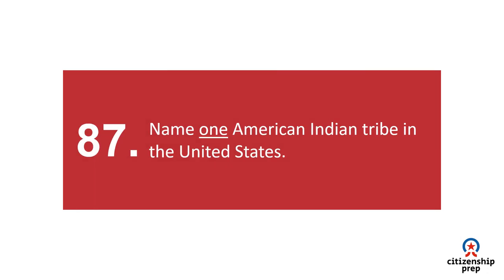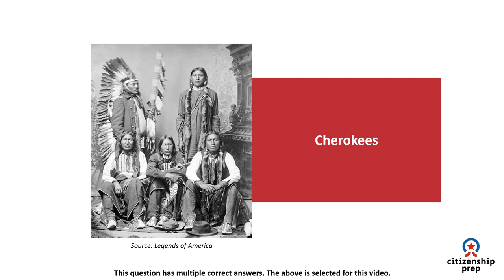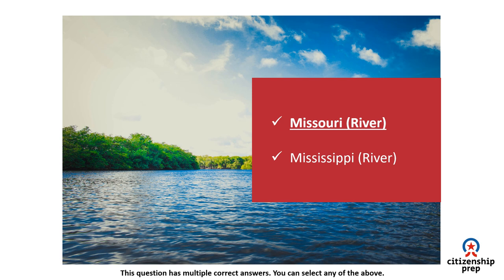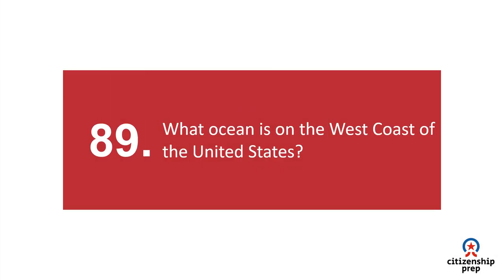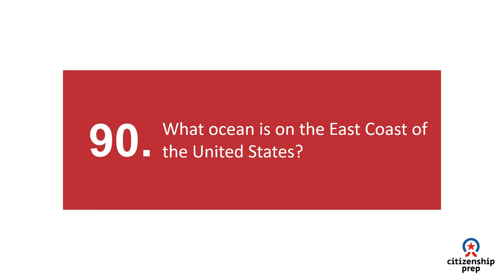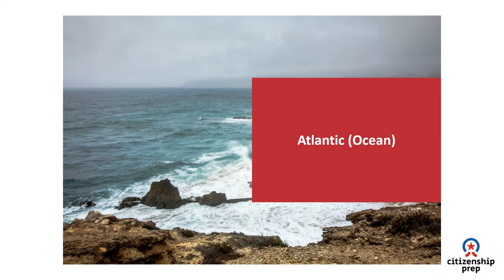Name one American Indian tribe in the United States. Cherokees. Name one of the two longest rivers in the United States. Missouri River, or just Missouri. What ocean is on the west coast of the United States? Pacific Ocean. What ocean is on the east coast of the United States? Atlantic Ocean.